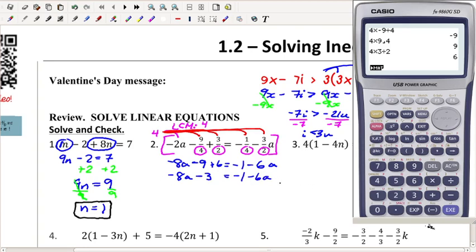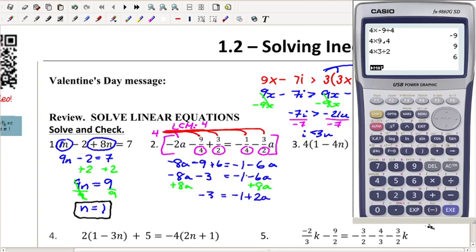Now when I'm deciding which of these two variable terms to move to get the variable together, I like to choose the smallest term. So between negative 8a and negative 6a, the negative 8a is smaller, it's more negative, so that's the one that I'm going to move to the other side. So I'm going to do the opposite, so minus 8a, the opposite is plus 8a. So that leaves me with the left-hand side just being minus 3 equals minus 1. Minus 6a plus 8a is plus 2a.